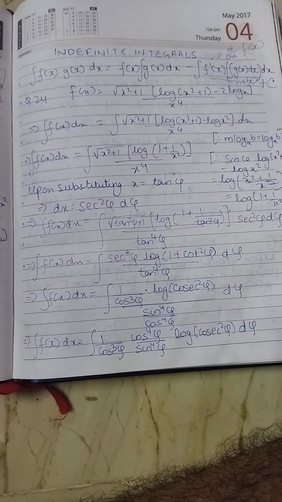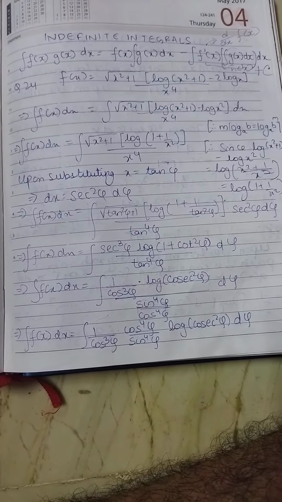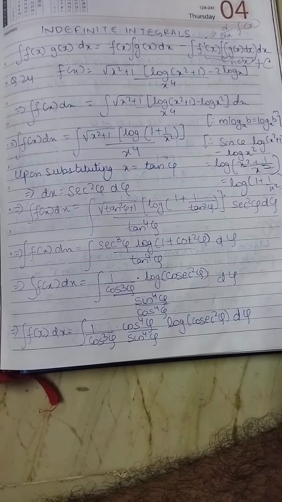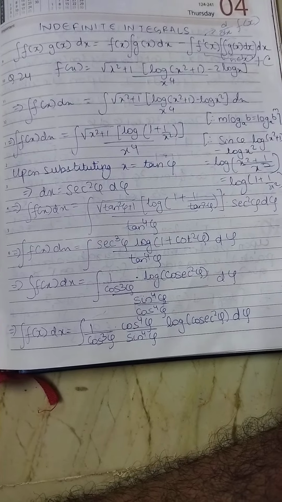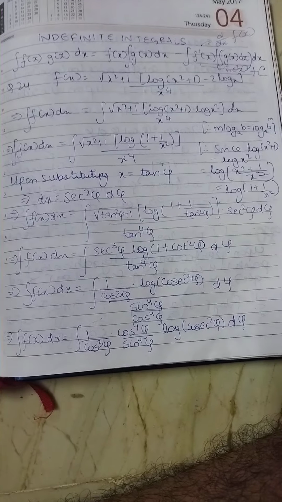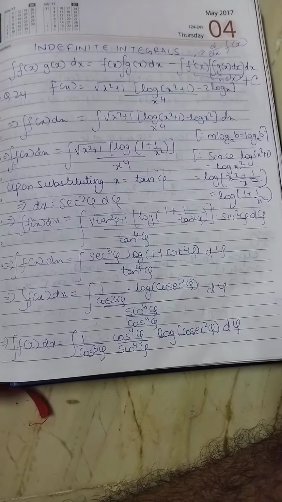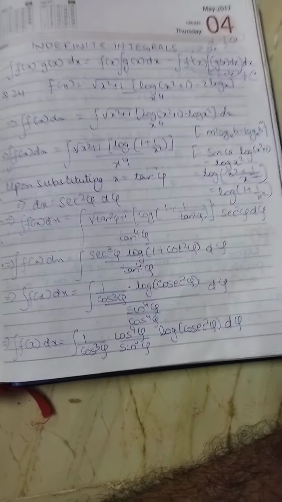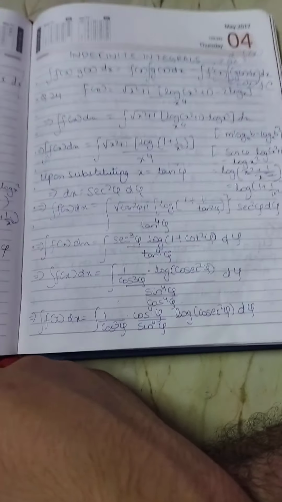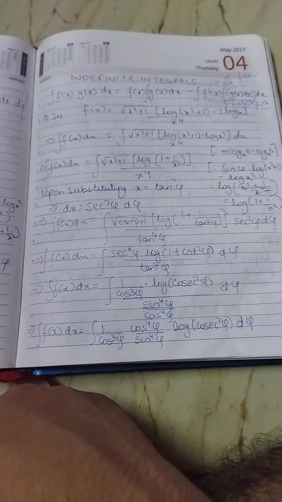That implies integral of f of x dx is equal to integral of root over of x square plus 1 times log of x square plus 1 minus log x square, divided by x to the power 4, dx. Why? 2 log x is nothing but log x square, when the base is the same, constant base. m log b base a is equal to log b to the power m base a. The property is used. Has everybody understood? Very nice.